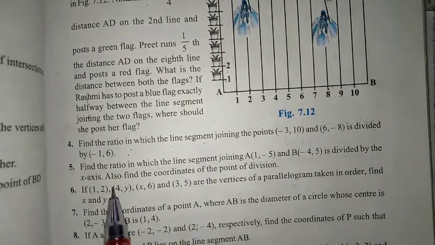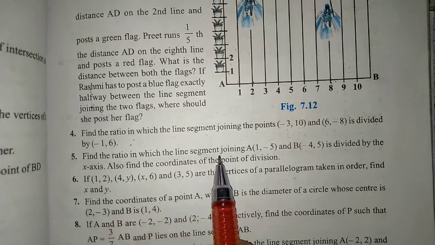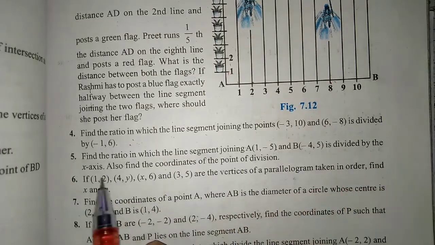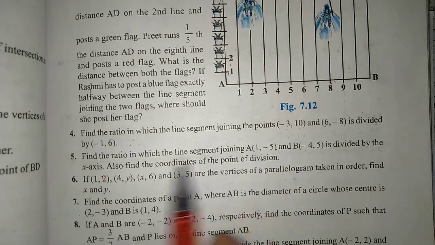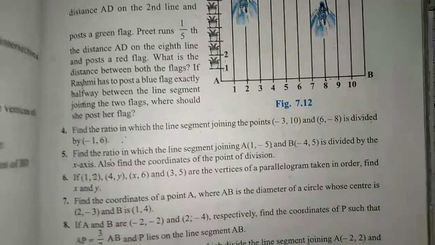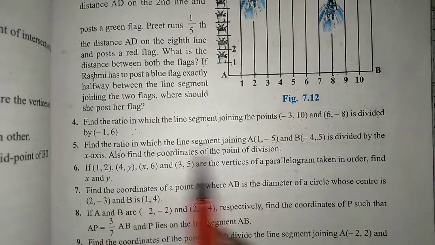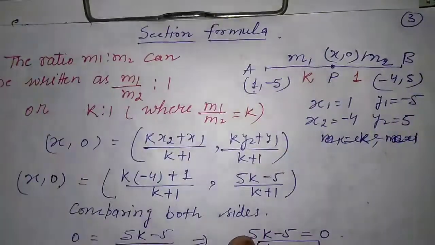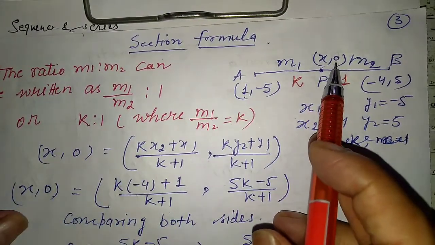So similarly we can do this question. Now the fifth question: find the ratio in which the line segment joining this and this is divided by the x-axis. Also find the coordinates of the point of division. We have to find the ratio here. This is x1 y1, x2 y2, and this is divided by the x-axis. If the x-axis is dividing here, it means y is equal to 0.